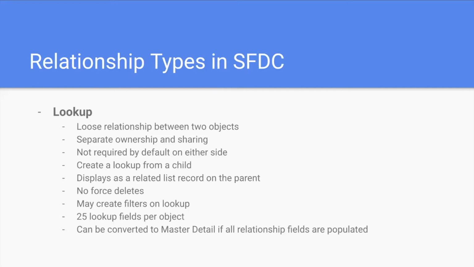You can create lookup filters on these relationships as well. So if you only wanted your records to look up to certain records, you could enter in those filter criteria. So say every time I wanted to create an invoice, I only wanted to tie it to accounts that had an average revenue of more than $20,000 a year. I could do that with a lookup filter. You are limited to only 25 lookup fields per object, and it can be converted to a different relationship type called master detail if all the relationship fields are populated.